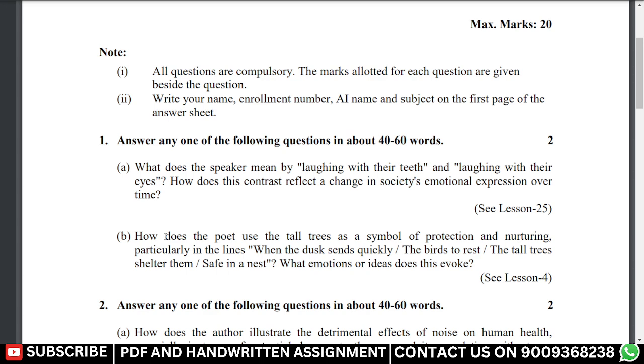Now the question number 1B is, how does the poet use the tall trees as a symbol of protection and nurturing, particularly in the lines, "When the dusk sends quickly the birds to rest, the tall trees shelter them and safe in a nest." What emotions or ideas does this evoke? I think this is a poem and poet. So this question is asking about the emotions or ideas this evokes.